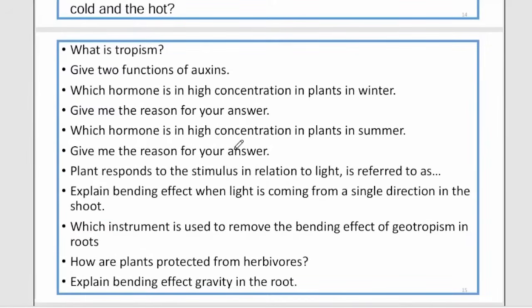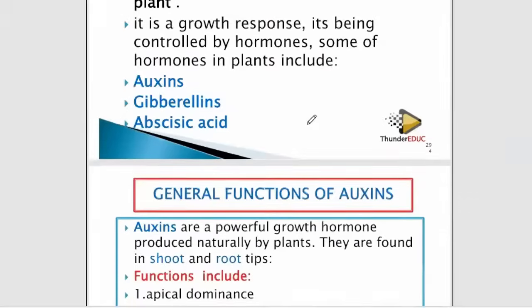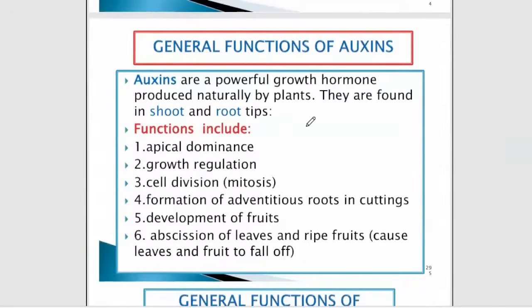It is the turning away or towards the stimulus by the plant. Yes, the growth is when the plant grows towards or away from the stimulus. Give two functions of auxins. Basically, auxins are growth promoters, so they bring about growth of the plant. They also bring about apical dominance, that is, the plant will grow straight up. That is what is called apical dominance.